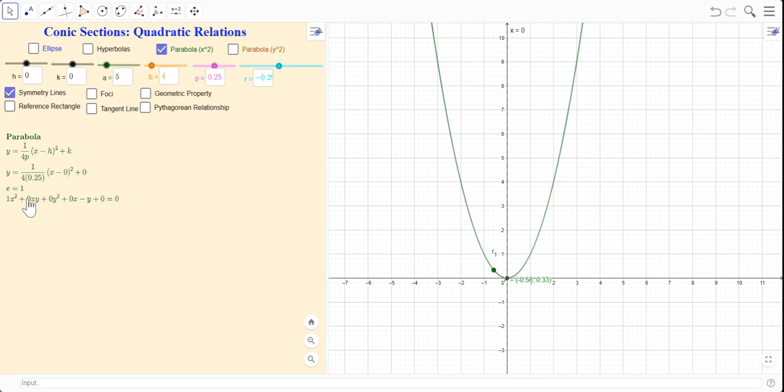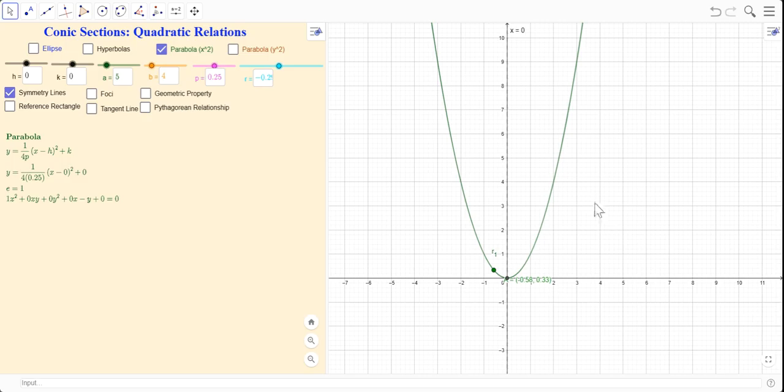Like we discussed before, if there's an xy term that's not zero, then it's been some kind of rotation. But if there's a zero xy term, all of these conic sections have a vertical and/or horizontal line of symmetry. In the case of hyperbolas and ellipses, there were two lines of symmetry, one vertical and one horizontal, that met at the center. In this conic section, the parabola, there's only one line of symmetry.